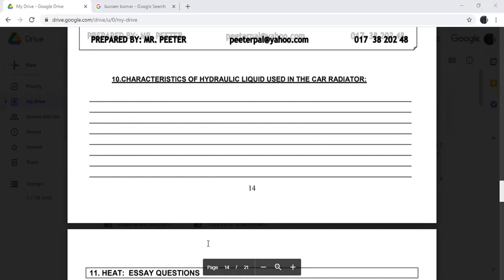Very high specific heat capacity. It is able to absorb or transfer a high quantity of heat energy. Able to absorb or transfer a high amount of heat energy.